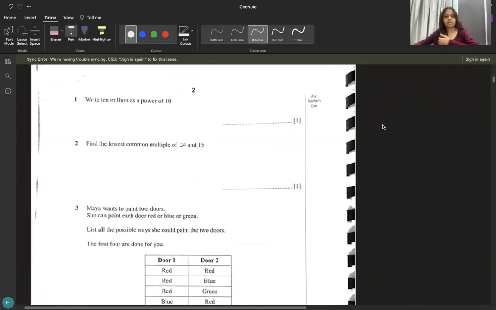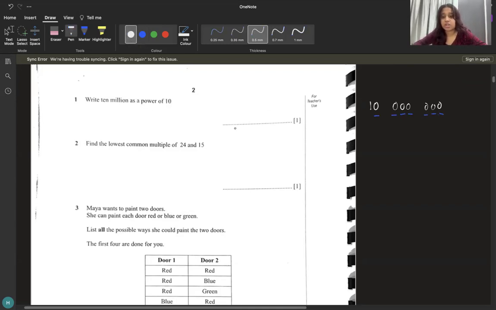All right, so for question 1, as you can see, they said write 10 million as a power of 10. So let's write down 10 million first. Let's count how many zeros there are: 1, 2, 3, 4, 5, 6, 7. So there are 7 zeros in total.